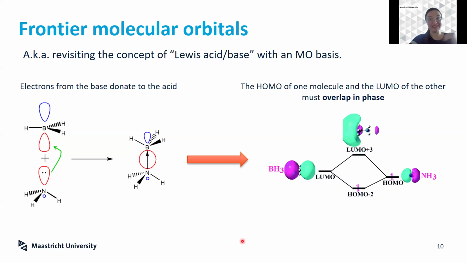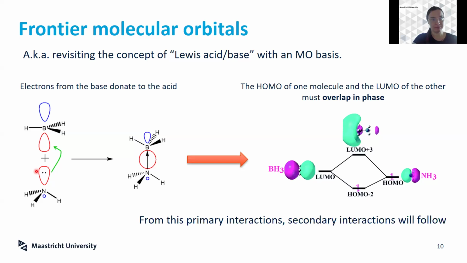You can only have this type of Lewis acid-base interaction if these things overlap in phase. But then from this HOMO and LUMO interaction, you end up having a new version that provides you with a new set of molecular orbitals. Now, these new molecular orbitals actually codify the interaction of this whole molecule, but starting from the molecular orbitals of these two. The effect is conceptually more or less the same.